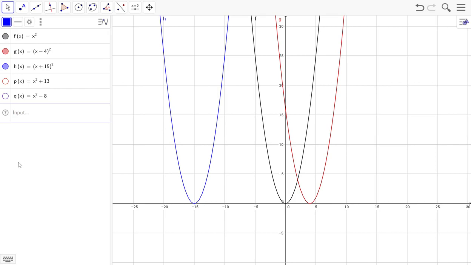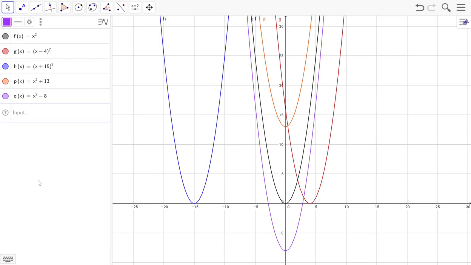Then for the vertical translations, this one is going to give you exactly what you put in. So if we have x squared plus 13, then it's going to go up 13. And then if we have x squared minus 8, then it's going to be down 8.